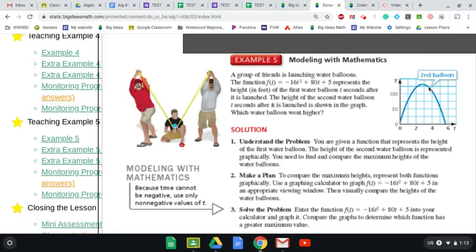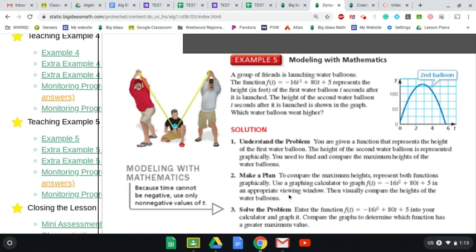So we're looking at this graph for the second balloon. Which balloon went higher? So let's understand the problem. You're given a function that represents the height of the first balloon. The height of the second balloon is represented graphically. You need to find and compare the maximum heights of the water balloons.